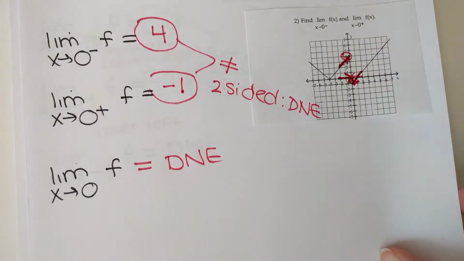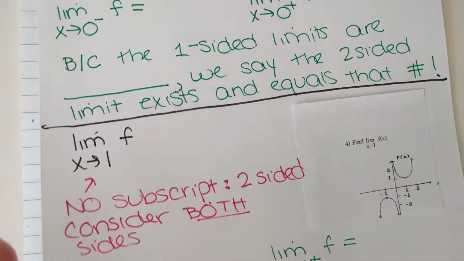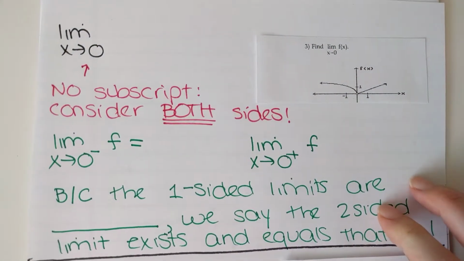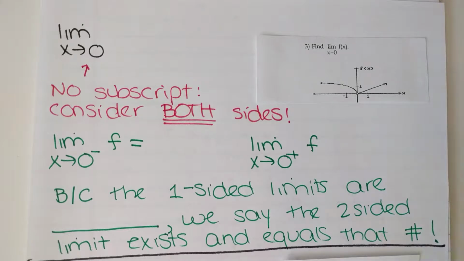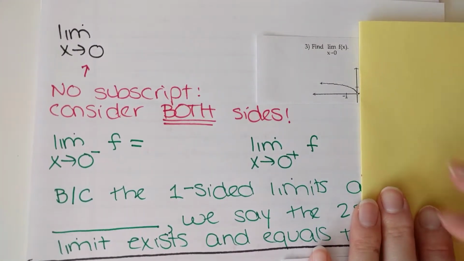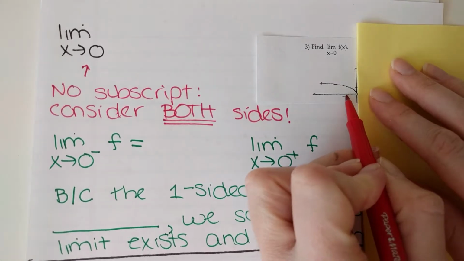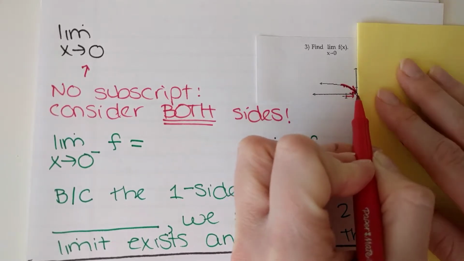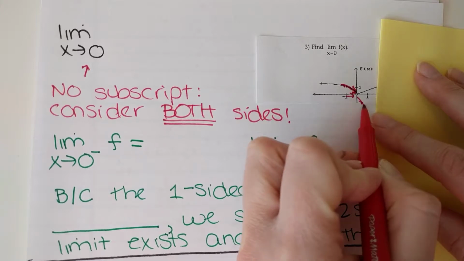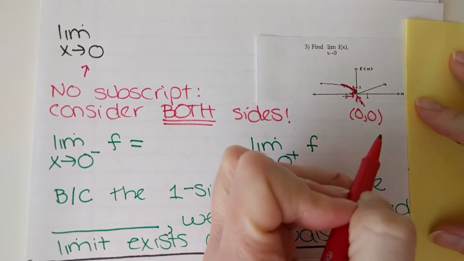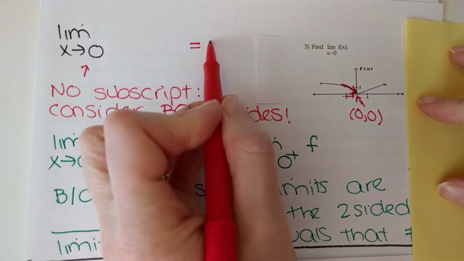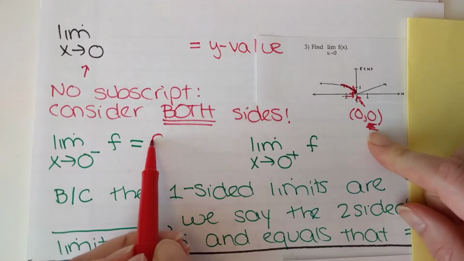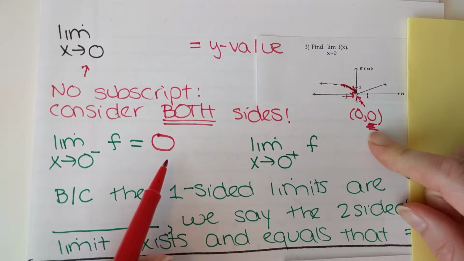Okay? Now, we of course need to look at an example where the two-sided limit does exist. So let's look at this graph over here. So this graph, we have no superscript, so we have to consider both sides. So we look at the limit from the left first. So we'll look at covering up the right-hand side of the graph. And as x goes to 0, we see that all of our little function values are coming in towards this point right here. And that point, of course, is the origin. So they're coming in towards 0, 0. Remember that the limit is always equal to a y value. So we are interested in the y value of 0, which is why we will say the limit from the left is equal to 0.